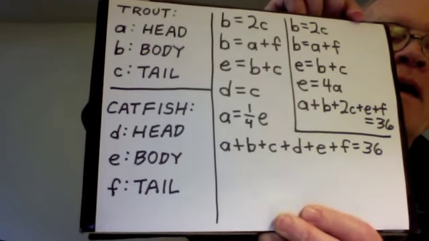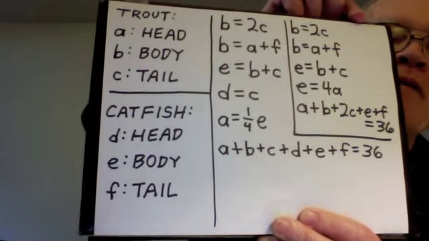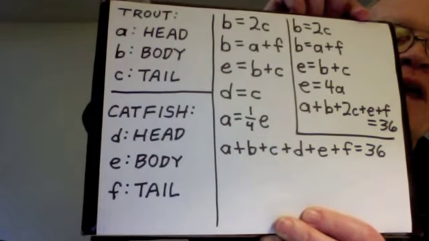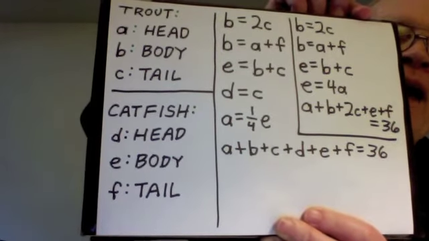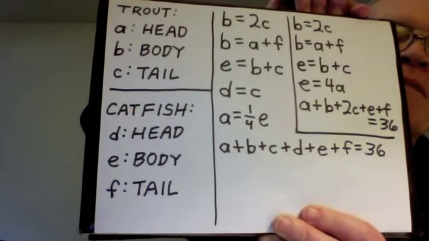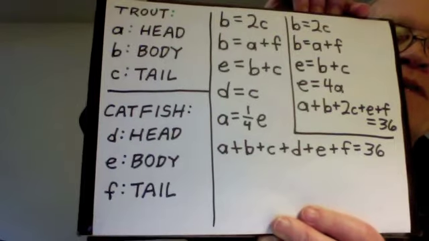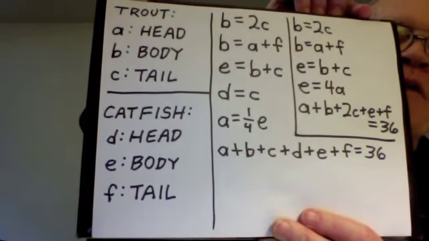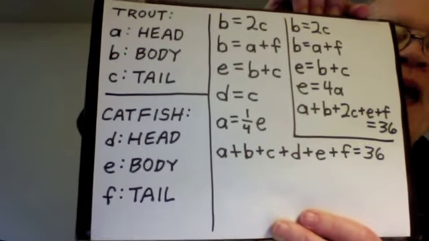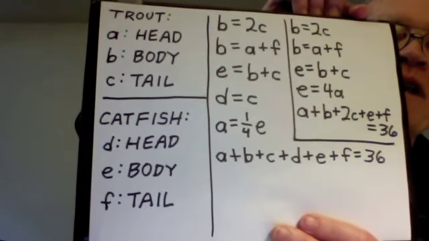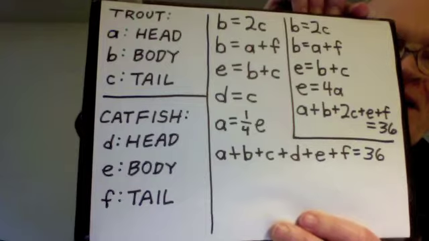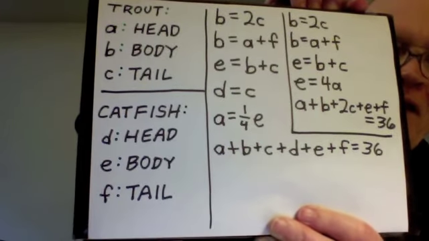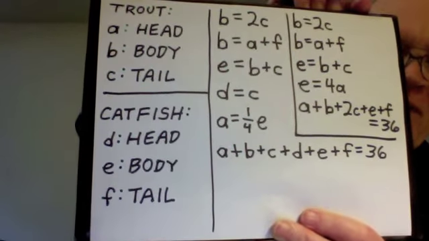I multiply both sides of A equals 1/4 E by 4, and I get E equals 4A. And I replace D with C in that long last equation, which gives me A plus B plus 2C plus E plus F equals 36. So now I'm down to 5 equations with 5 variables.